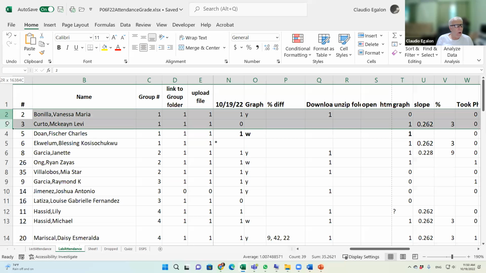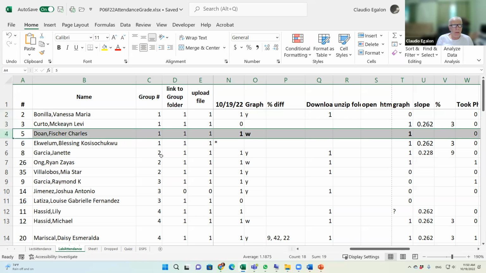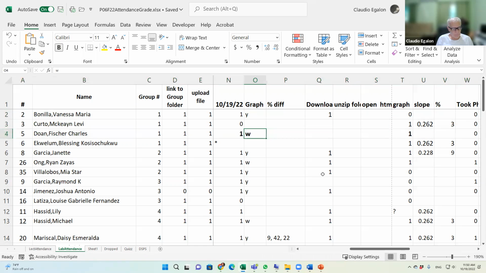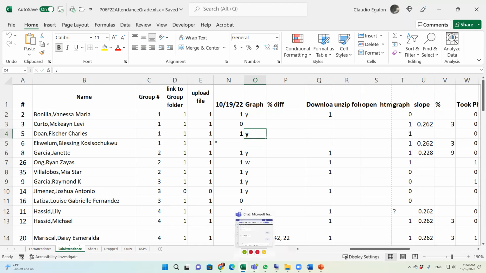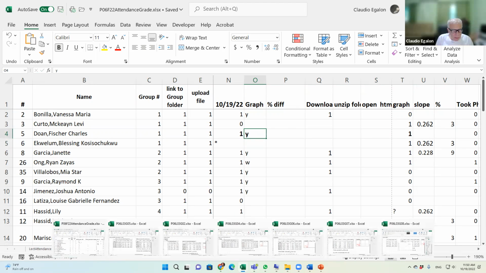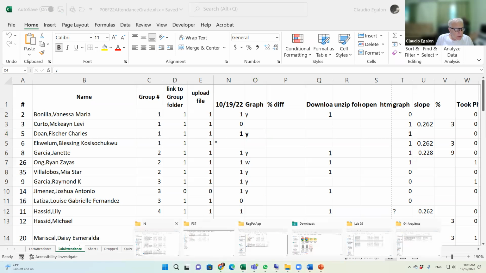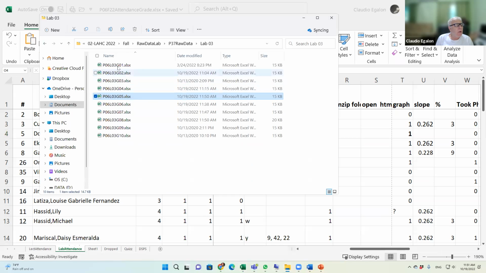Who else needs help? Fisher, did you plot your graphs? Yes, I was. Could you remind me one more time about how to find the R square? Yeah, let's see. Or sorry, the percentage difference, my bad. Yeah, here you go. Let's see, group number 1. Let's see if I have it here. Okay, I've got to open it from scratch. Lab 3, group number 1.